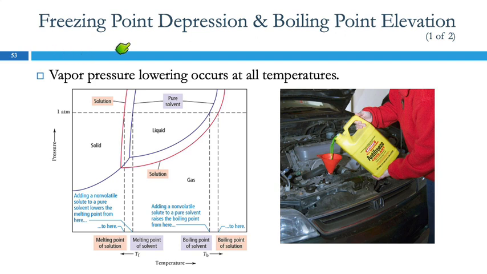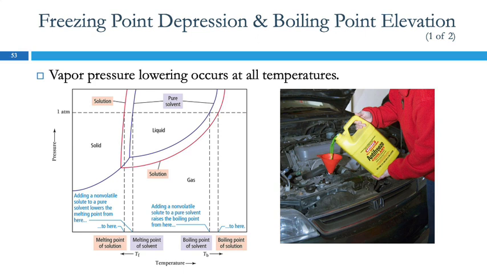So we're talking about freezing point depression and boiling point elevation. It's one of those things you have to remember. Do they both go up? Do they both go down? Do they go towards each other? Do they go away from each other? They're going to move away from each other.